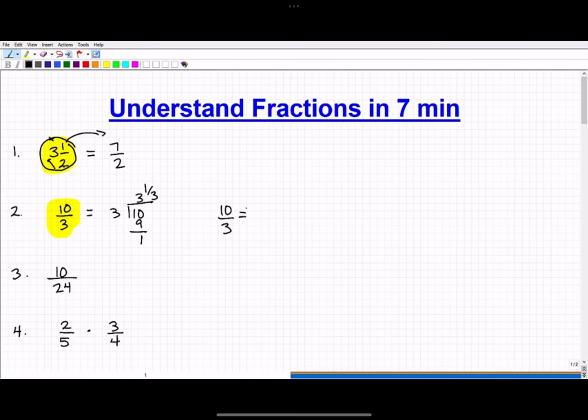is equal to 3 1/3. So just basic fraction terminology.